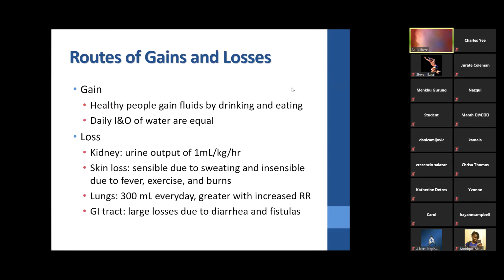You know, your intake and your output, as seen through your kidneys, generally equalizes to each other. But then you have to also consider those insensible losses as well.